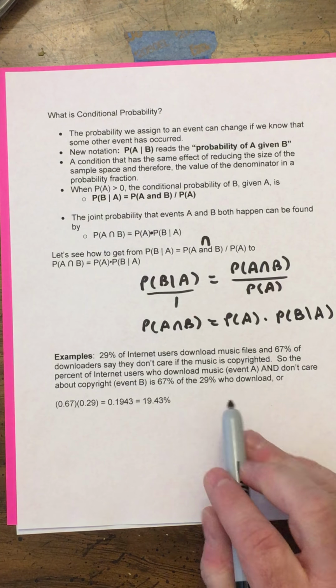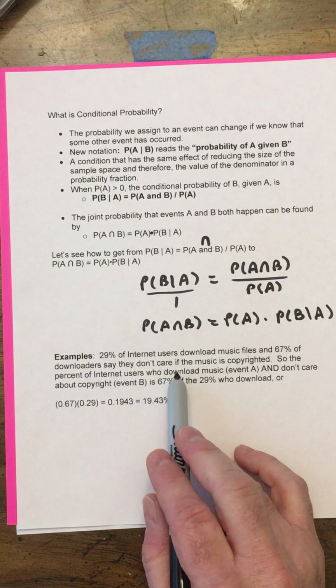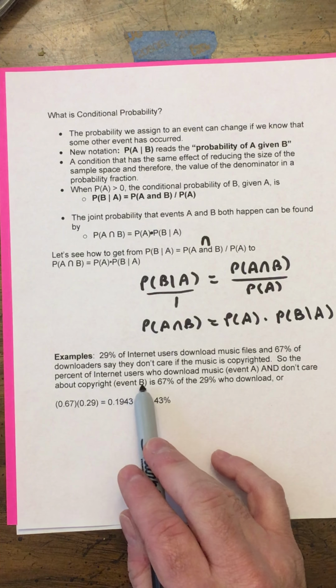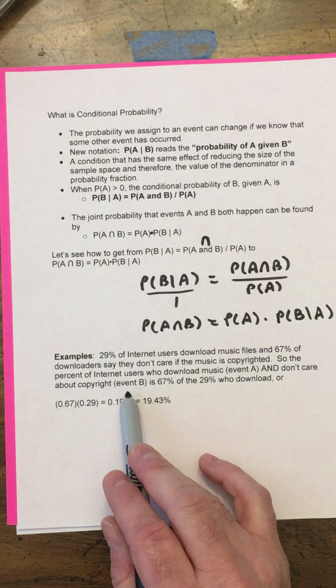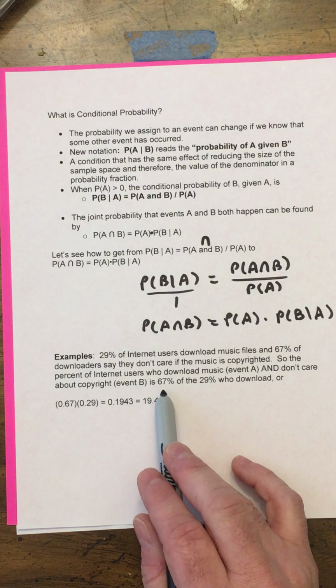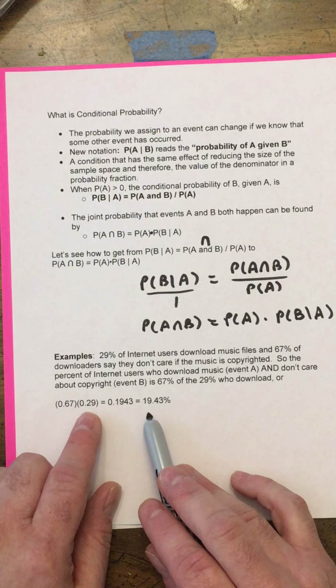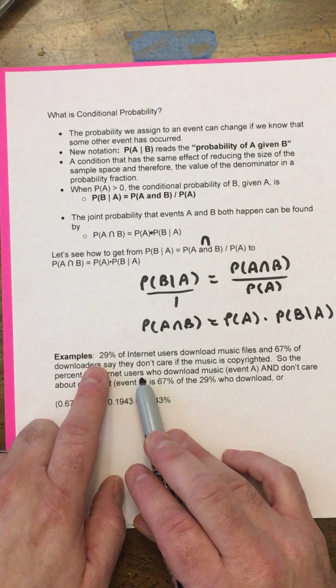29% of internet users download music files, and 60% of the downloaders say they don't care if the music is copyrighted. So the percent of the internet users who download music, event A, and don't care about copyright, event B, is 60% of the 29% who download. So basically they're using this formula right here. So let's take a look.